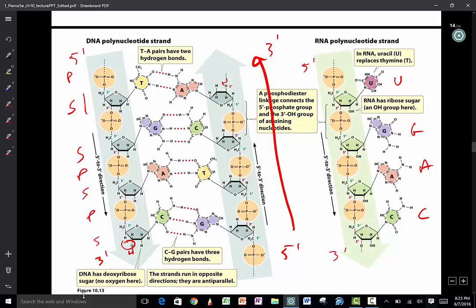But U is the pyrimidine that plays a role in RNA structure. You can see the two hydrogen bonds between A and T, and the three hydrogen bonds between C and G.